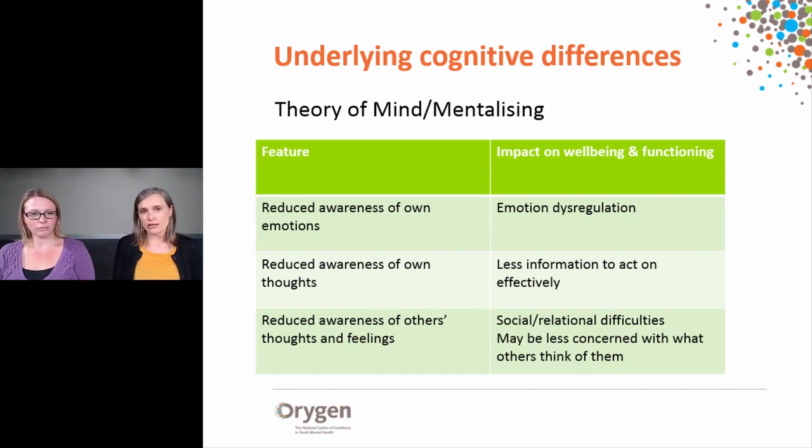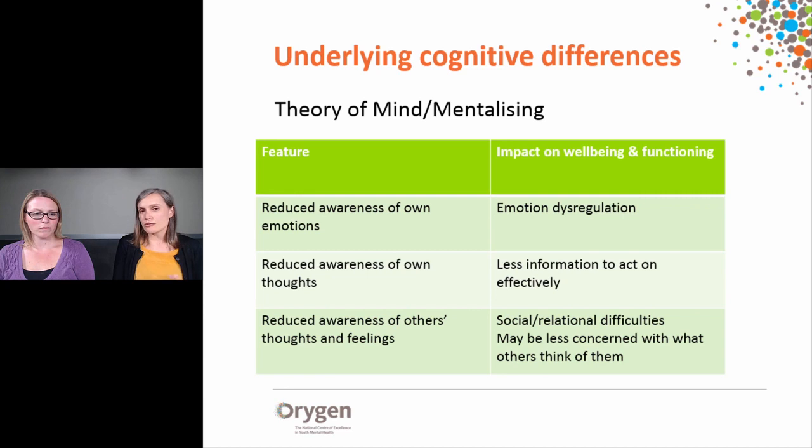And the same goes with reduced awareness of one's own thoughts. So really, it's just less information for the person to act on effectively. So if you're not aware that you're starting to have some anxious, catastrophic thoughts, you're not going to be aware that maybe you need to start to try to challenge some of those thoughts, or that you need to do your slow breathing to downregulate.